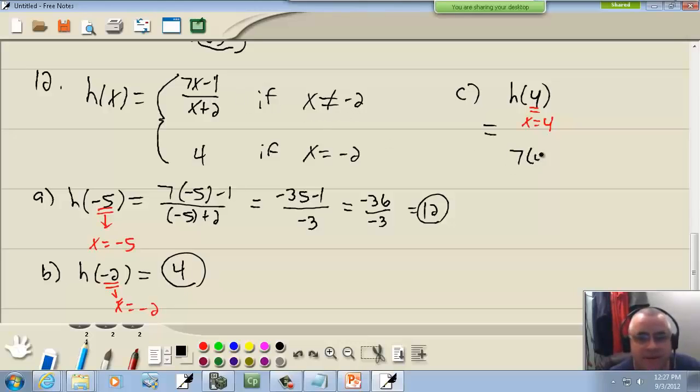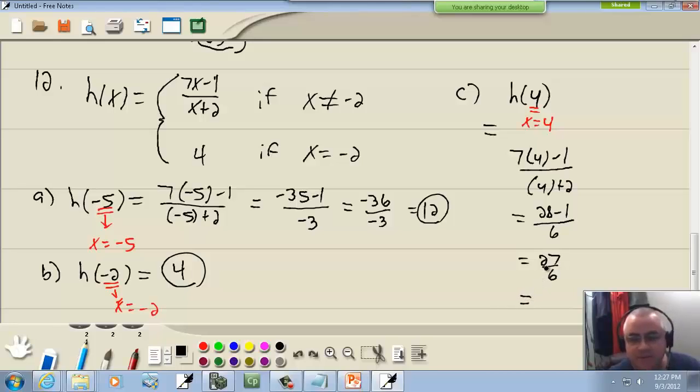So I've got 7 times 4 minus 1 over 4 plus 2. That gives us 28 minus 1 over 6, which gives us 27 over 6. And this reduces, since top and bottom are both divisible by 3. So that gives us 9 over 2. So 9/2 is our answer.